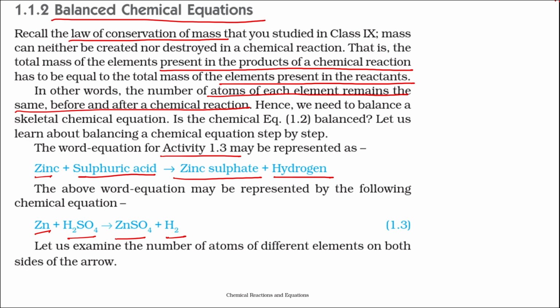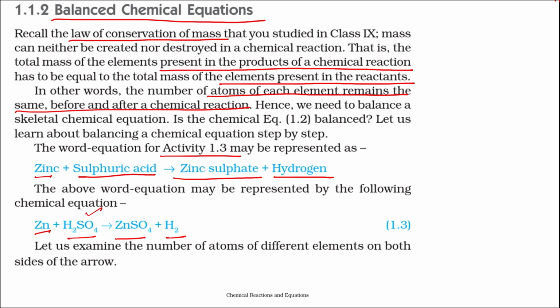Now, check whether this equation is balanced or not. Select the compound which contains the maximum number of atoms. The compound on the reactant side is sulfuric acid. This contains the maximum number of atoms. Now, in this compound, select the element which contains the maximum number of atoms. In this case, it is oxygen. In H2SO4, oxygen has the maximum number of atoms. There are 4 atoms of oxygen in each molecule of H2SO4.